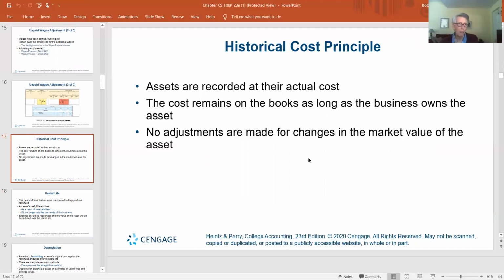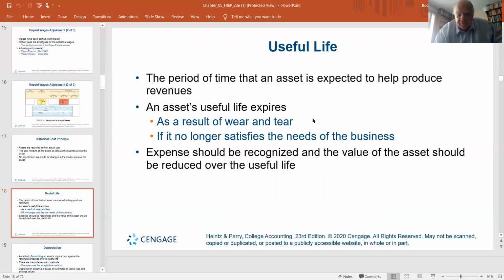Now, in regard to fixed assets, we have to depreciate them. We're allowed to pretend that the wear and tear on the asset is a certain amount. It does not really have anything to do with the actual value of the asset or the wear and tear. It's an accounting convention we're allowed to use.